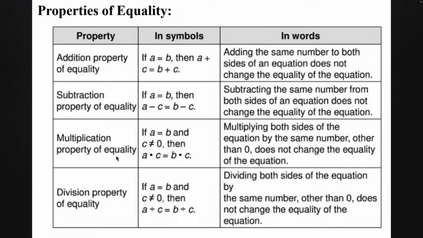All right, multiplication property of equality. So I still have A equals B. C cannot equal 0 in this situation. So I have A times C equals B times C. So now I'm multiplying C on both sides. I'm multiplying by the exact same thing. So again, they were still both equal.